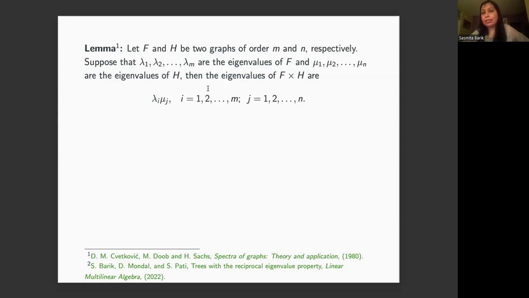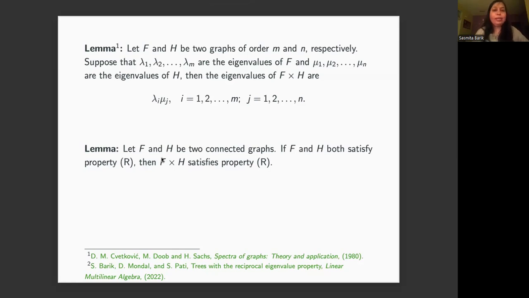In the Laplacian case, it's not done. You cannot describe all of them, so you have to assume both graphs are regular. But in the adjacency case, all the eigenvalues you can compute nicely using the eigenvalues of F and H. They are just products. Okay, this I'll use.